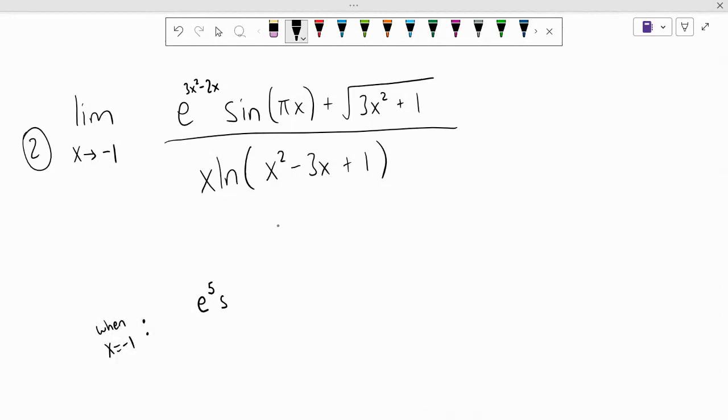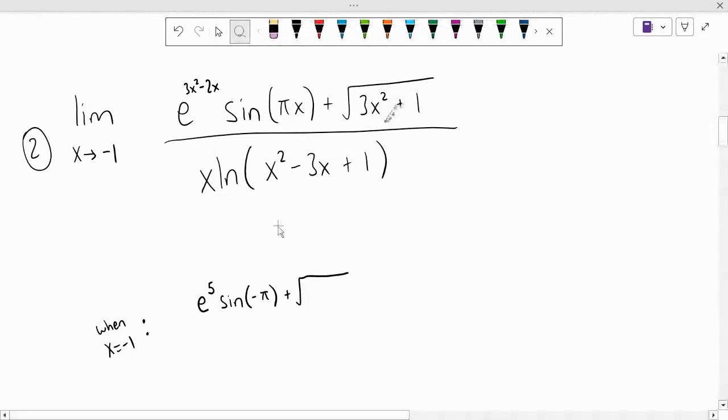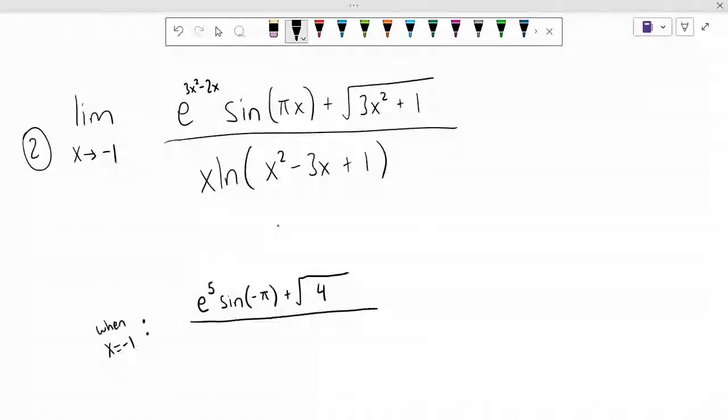And then that's multiplying sine of pi x. And again, I'm going to plug in -1 for x. So you're going to get sine of negative pi if you do that. Inside the square root, again, plug in -1 for the x. You're going to get 3 plus 1, so square root of 4. And then in the bottom, replace x with -1.